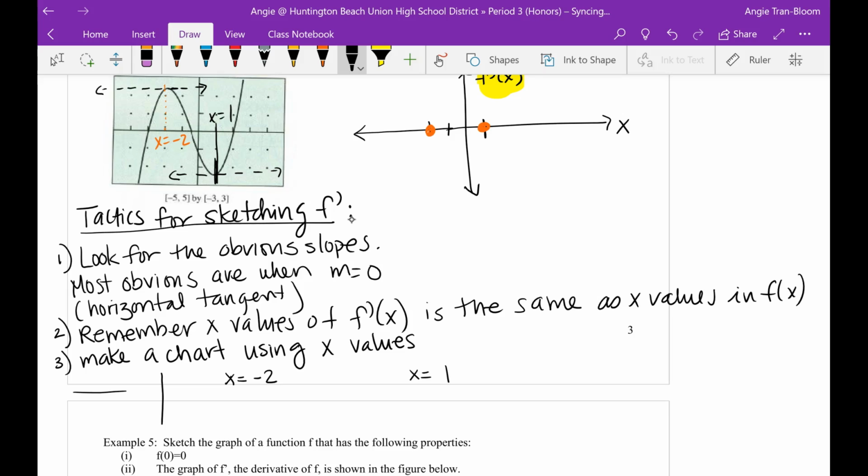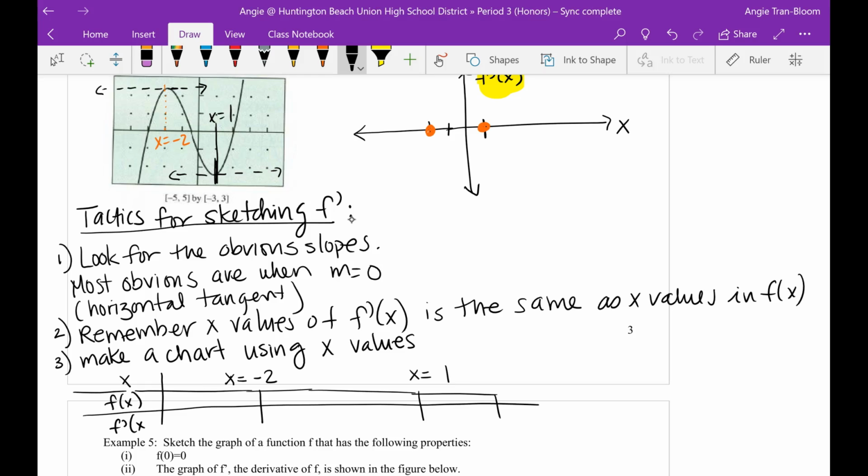I'm going to make a chart here. Just like that. I'm going to call this x value, and I'm going to have f of x, yes, regular f of x. I don't need a lot of space, and this is f prime of x. I'm going to call this left. So over here is the left side of x equals -2. Over here is in the middle, because it's in the middle. And over here is the right side of x equals 1.